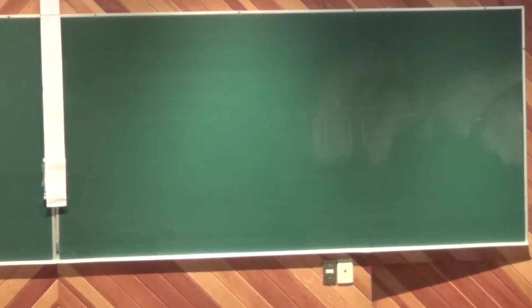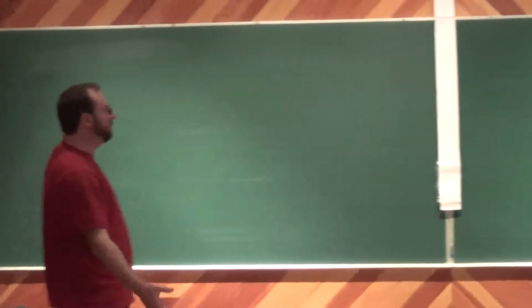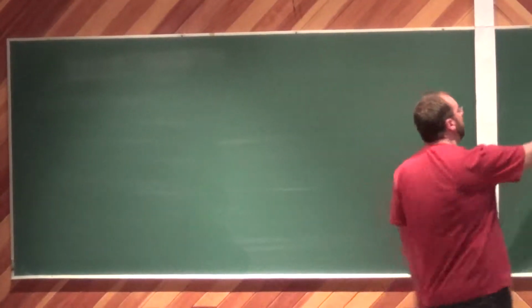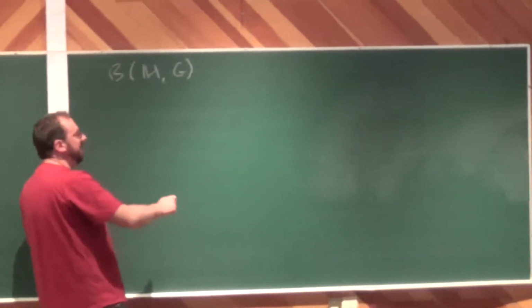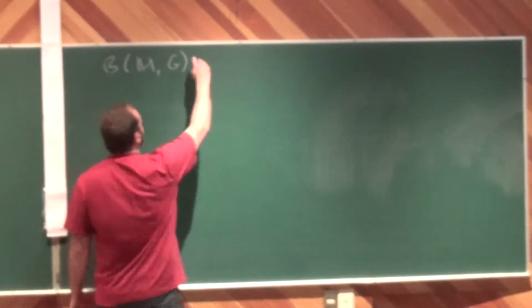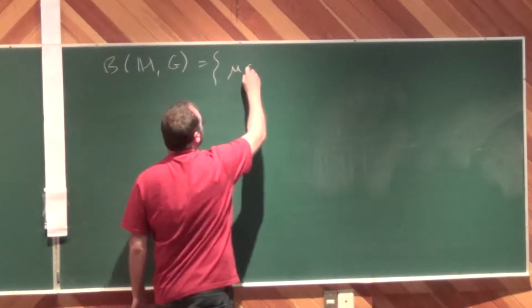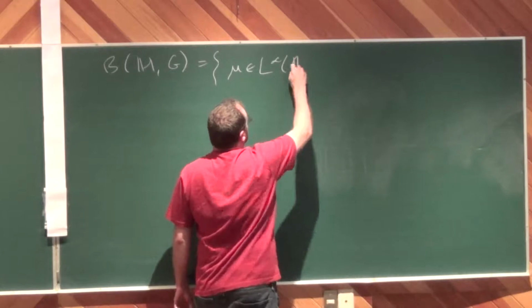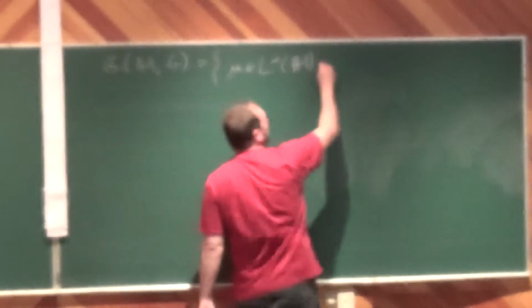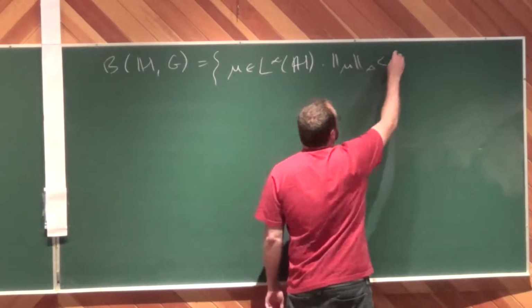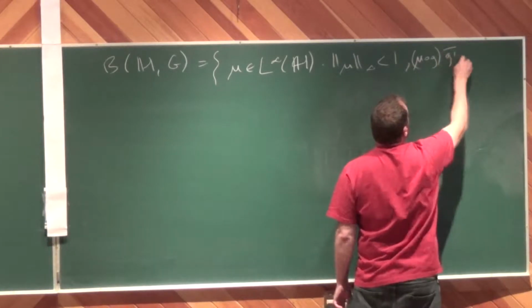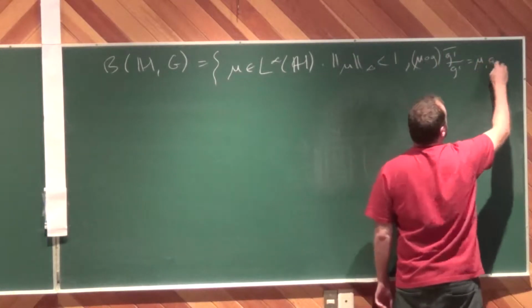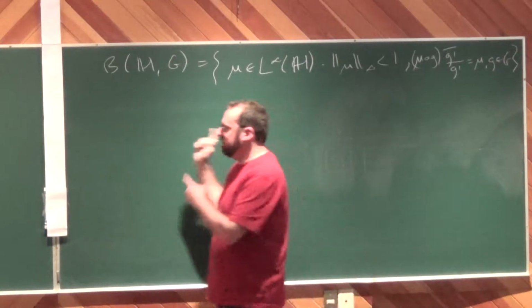Where were we at? Well, we're just about to find the spaces we need to talk about the Bers embedding. We have our space of Beltrami differentials, which is the uniform L infinity of the G invariant elements in L infinity of H, so those mu's in L infinity of H which are in the unit ball, and our G invariant. So we have these guys.